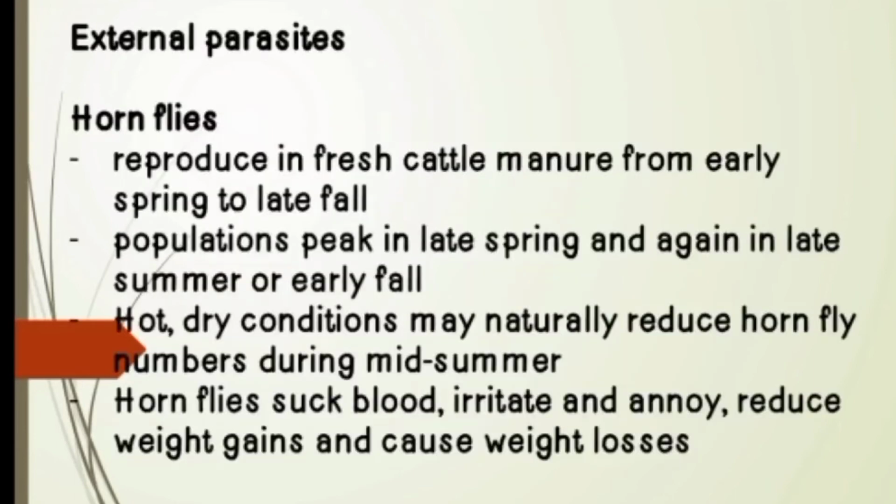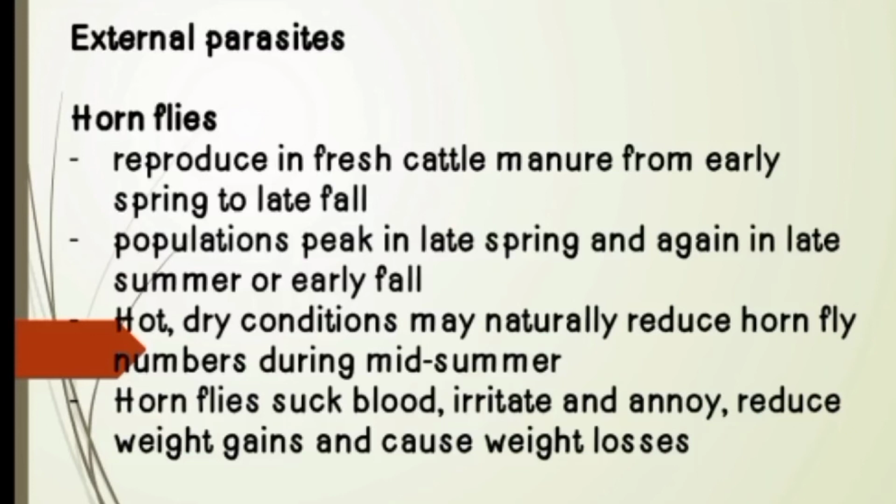External parasites. Some of the external parasites po ay ang horn flies. It reproduces in fresh cattle manure from early spring to late fall. Populations peak in late spring and again in late summer or early fall. Hot, dry conditions may naturally reduce horn fly numbers during midsummer. And horn flies suck blood, irritate and annoy, reduce weight gains, and cause weight losses.